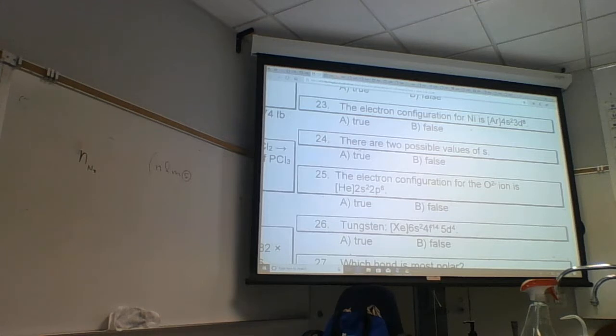But some people were confused last semester, because it could be s1 or s2. They were thinking like 2s, 1s, 2s, 3s orbitals. The letter designation for the orbitals comes from sharp, principal, diffuse. To make this better, I should have said there are 2 possible values of s, the spin quantum number: plus 1/2 and minus 1/2. If the arrow's pointed up, you call it plus 1/2. If it's pointed down, you call it minus 1/2.